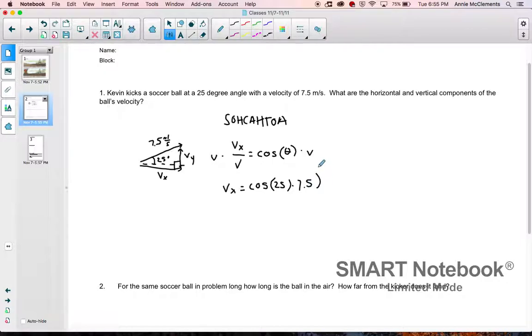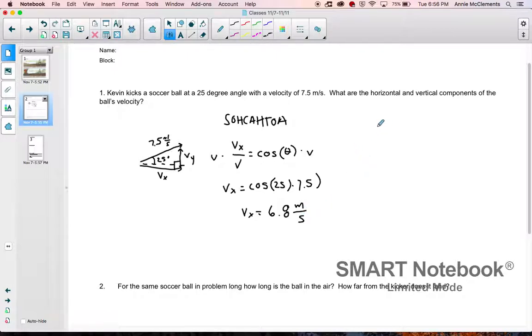Go ahead and break out your calculator. Super important that your calculator is in degrees, not radians. If it's in radians, sometimes you'll get a negative number, which is going to be super confusing. So when I did this out on my calculator, Vx equals about 6.8 meters per second, 6.797. I'm going to round that to 6.8.